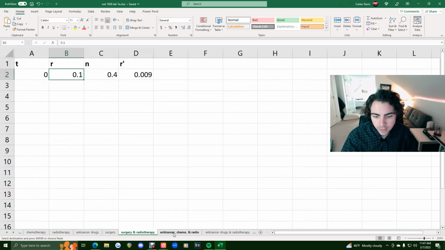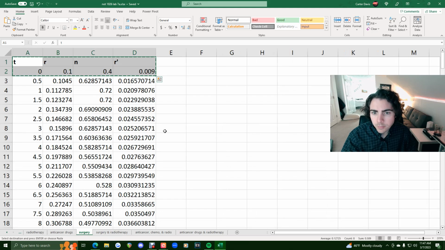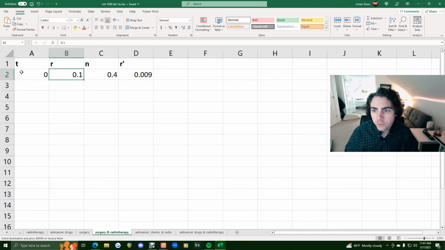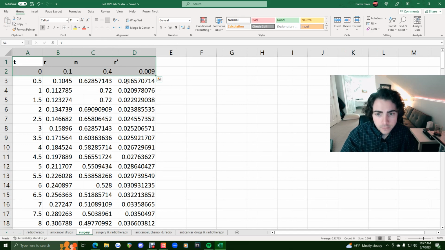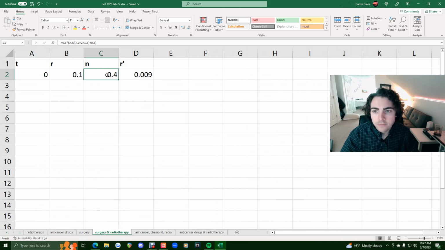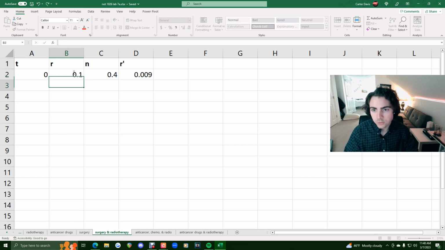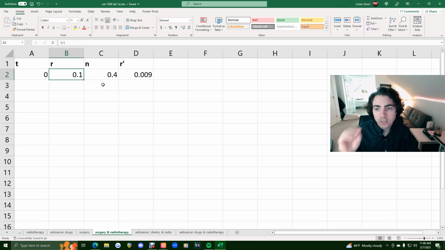So I went ahead and made tabs for each of those options, and we're going to basically start from scratch here. For surgery and radiotherapy, I copied this from surgery. You can see this is still lit up, so we just did Control C, went over here, and hit Control V. The reason I copied it from surgery is because we're doing surgery and radiotherapy. Think about what surgery did, how it modified the equations. I think it just changed the initial value from 0 and 1 to 0 and 0.1. So the surgery part of this is making the radius start at 0.1.